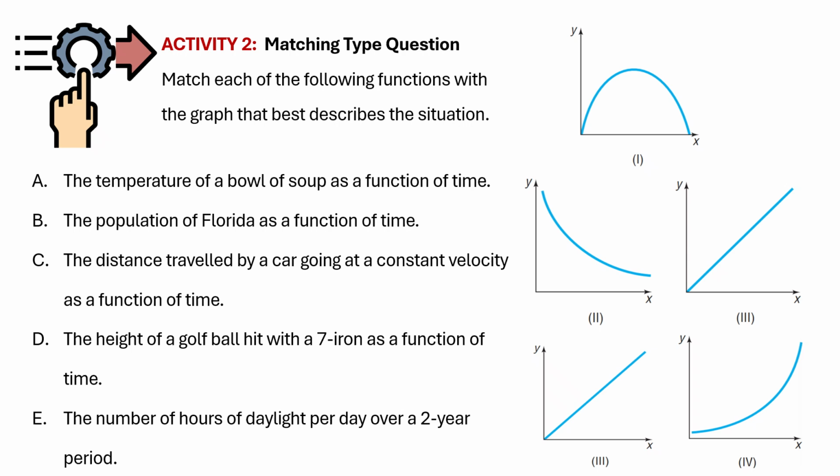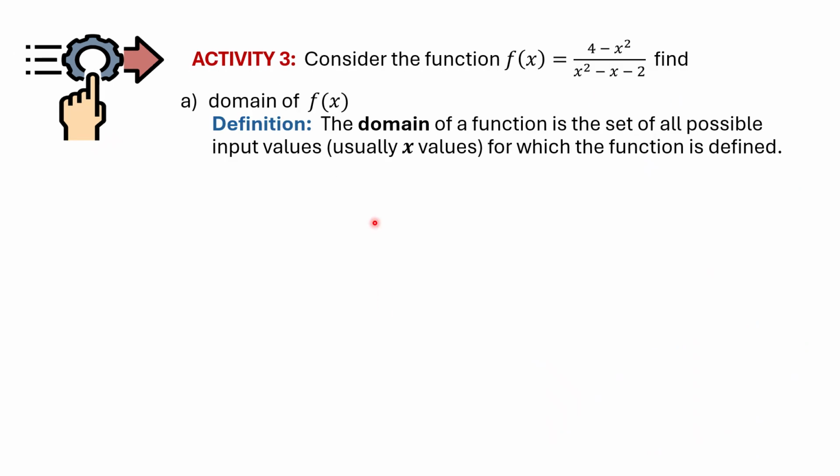Answer the question. In this activity, consider the function f of x equal to 4 minus x squared divided by x squared minus x minus 2. First, find the domain of the given function. Since this is a rational function, the denominator cannot be 0. So equate the denominator to 0 to find the domain of the function.